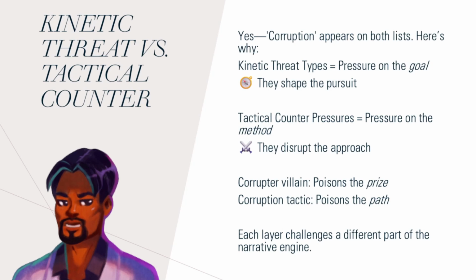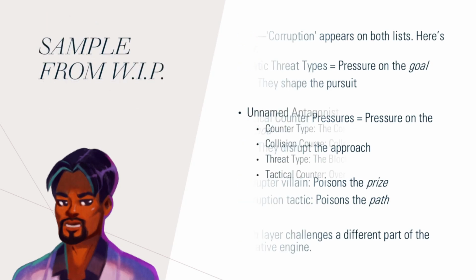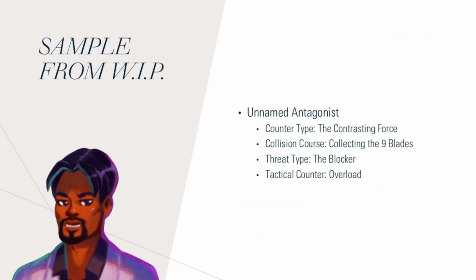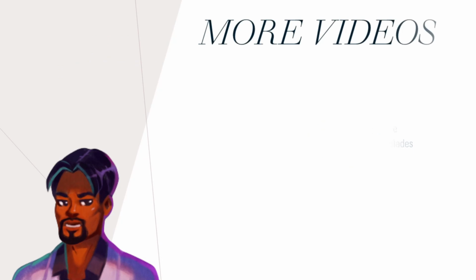And that's the beauty of this system. Each layer targets a different function of the narrative engine. So you don't have a villain who's just cool. You have a villain who's structurally designed to challenge the story, the pursuit, the protagonist, and the method. Now, at this point, you should have a fully structured protagonist and a fully structured antagonist, built to pressure them at every level. But if you have more than one antagonist, I'm sure you're wondering, how do I know which one should be the main antagonist? I'll answer that question in the next video.